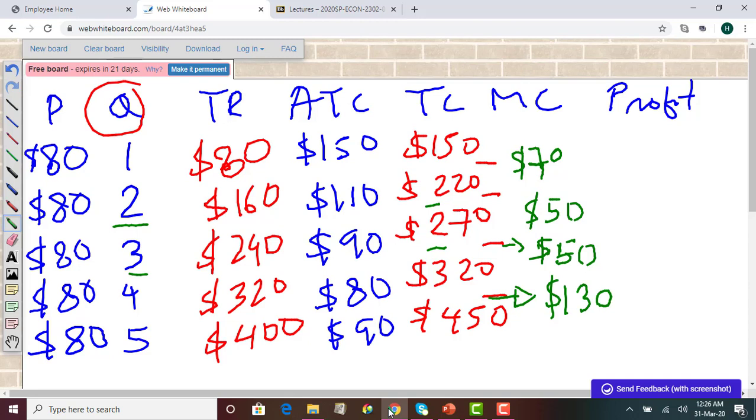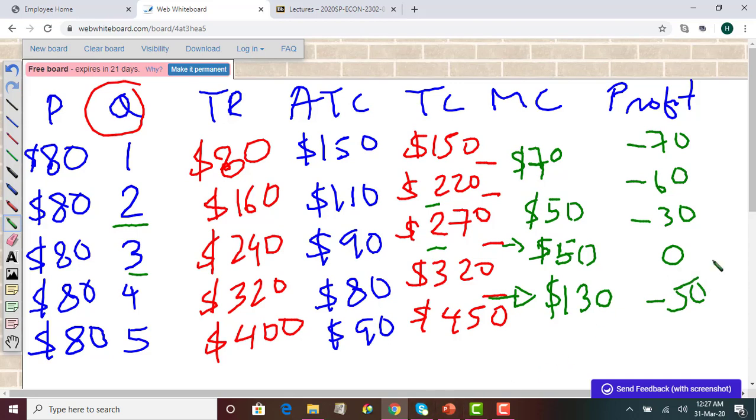And then profit, we calculate the same way, total revenue minus total cost. In this case, we have minus 70. Here we have minus 60. Here we have minus 30. Here we have 0. And here we have minus 50. So now we have the table.